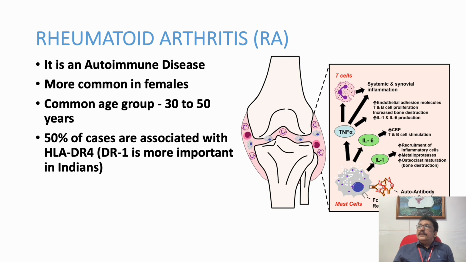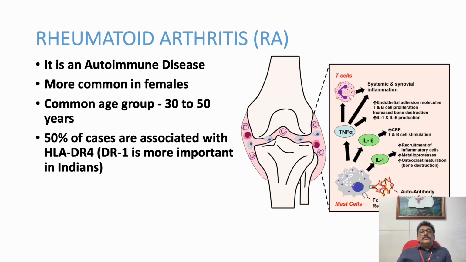So the clinical features may sometimes be interlinked between different types of arthritis. Age is also interlinked between some arthritis. So it will be very difficult to identify what type of arthritis we are dealing with. Sometimes you have to take a detailed history, clinical examination, lab investigation. Putting all together only you can make a clinical diagnosis. 50% of the cases are associated with DR4, but in the Indian population DR1 is more important than DR4.